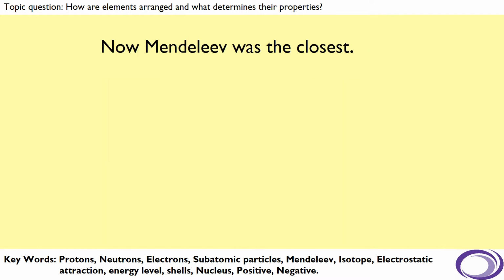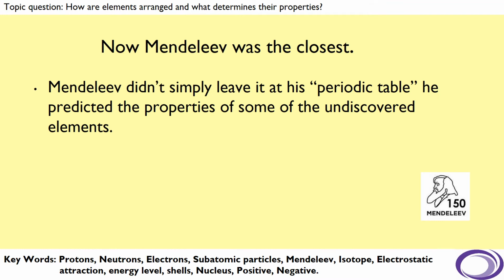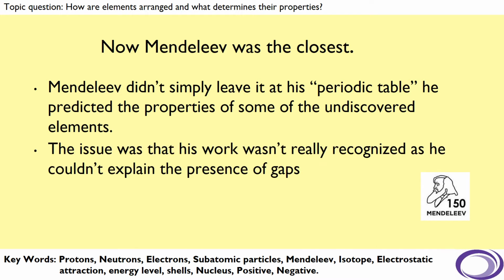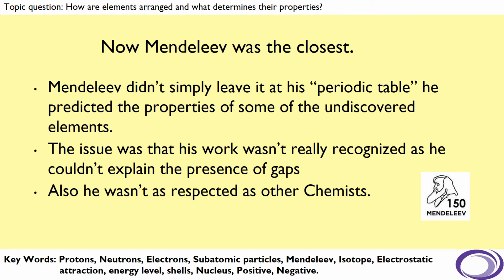Now, Mendeleev was actually the closest, and he didn't simply leave it at his periodic table. What he also did is he predicted the properties of some of the undiscovered elements. The issue was that his work wasn't really recognised, as he couldn't explain the presence of those gaps, and simply stating that they were unknown wasn't sufficient to justify them. He also wasn't as respected as other chemists, so that did cause some issues with his work being acknowledged.